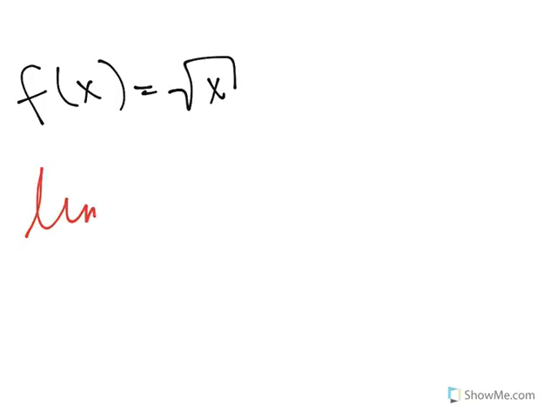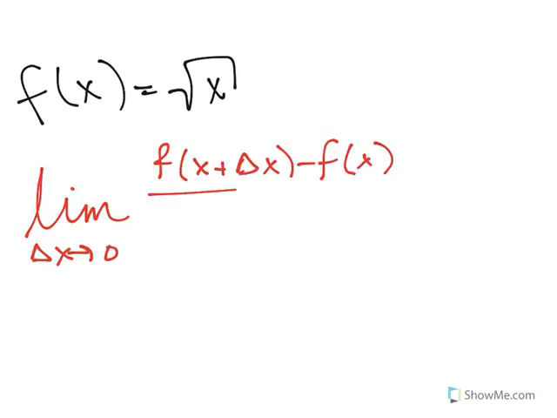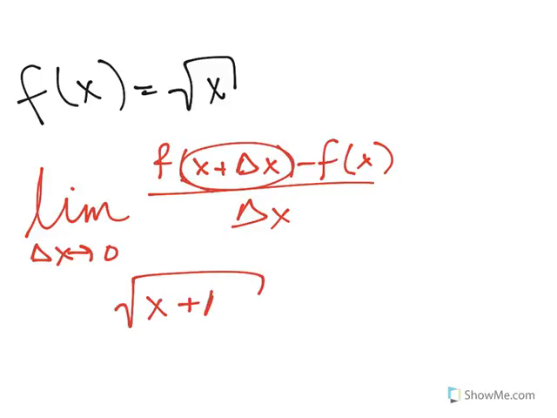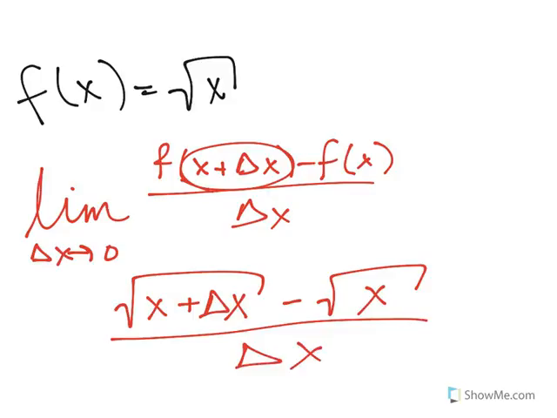Let's rewrite our definition. It's never bad to just make sure that we still remember it. So the limit as delta x approaches 0 of f of x plus delta x minus f of x over delta x. And so we know that f of x plus delta x in this case is just the square root of x plus delta x, minus the square root of x, over delta x, and that is as the limit as delta x approaches 0.